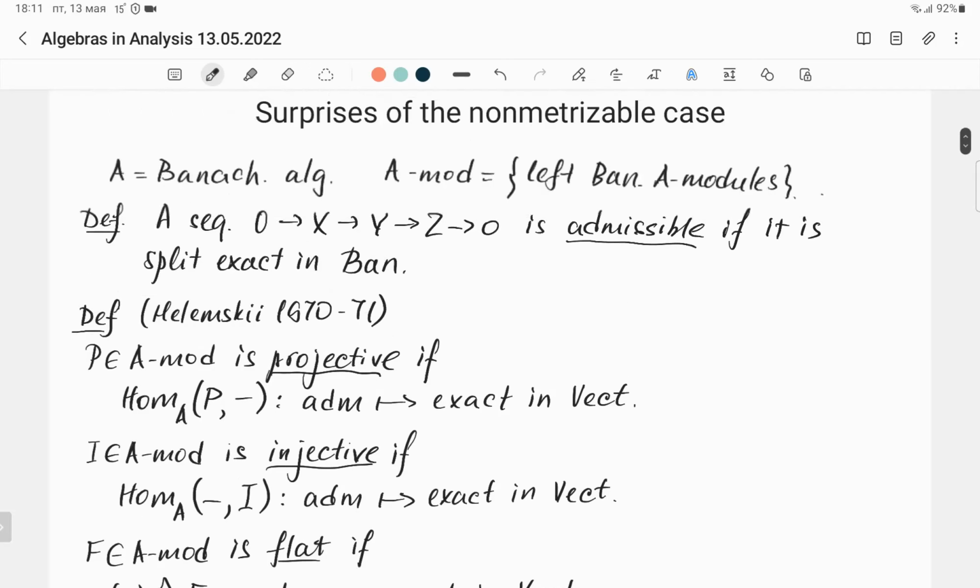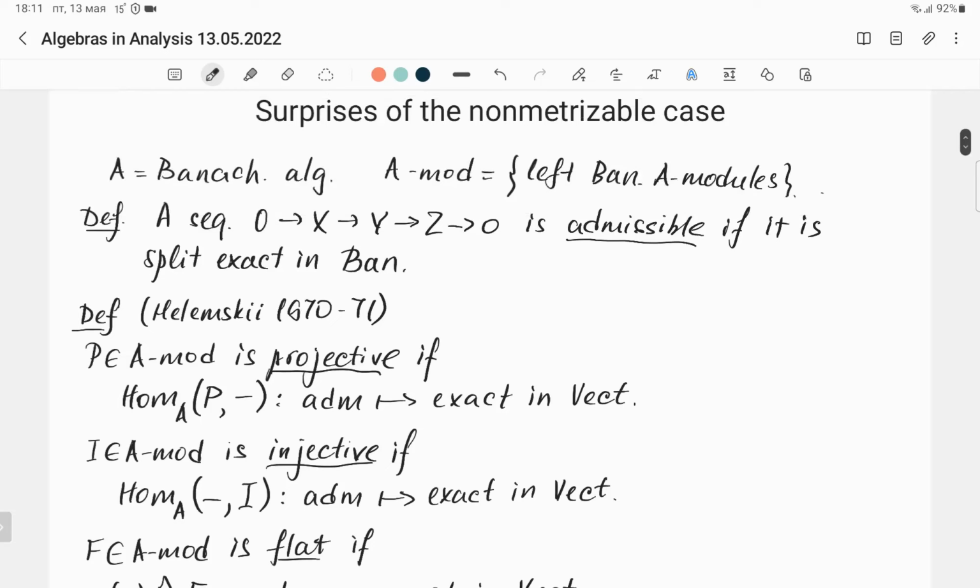Let's come back to the definition of an admissible sequence. So if we look at the sequence, let's denote the first arrow by, say, I, and the second by P. So we say that P is an admissible epimorphism if it fits into a short admissible sequence of this form. So equivalently, this means that P is a retraction in the category of Banach spaces.